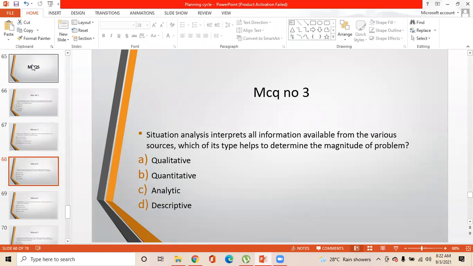MCQ number 3: situational analysis interprets all information available from the various sources. Which of its types helps to determine the magnitude of the problem? A is qualitative type, B is quantitative, C analytic, and D descriptive. D, descriptive. Yes, D is the right answer. Descriptive type.